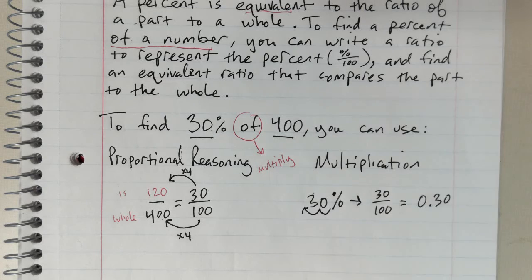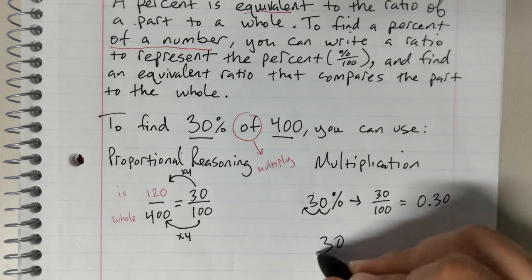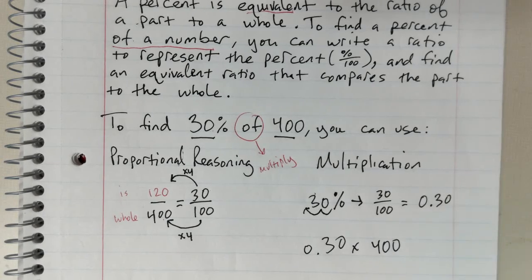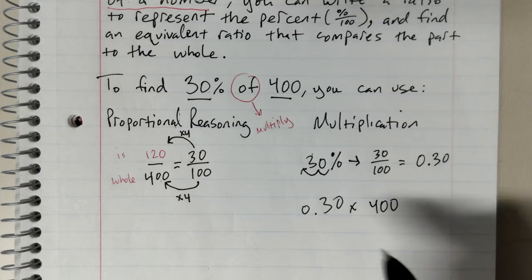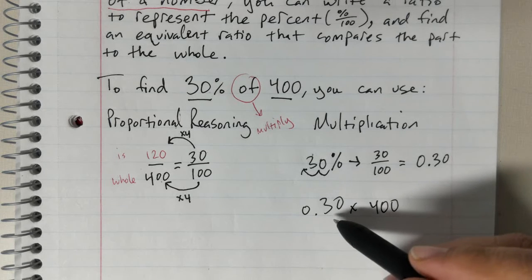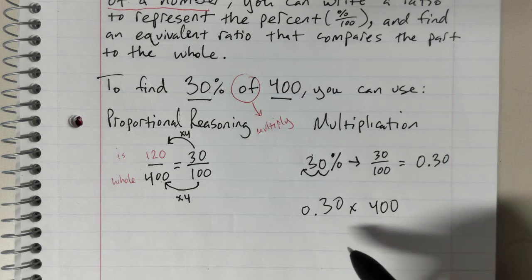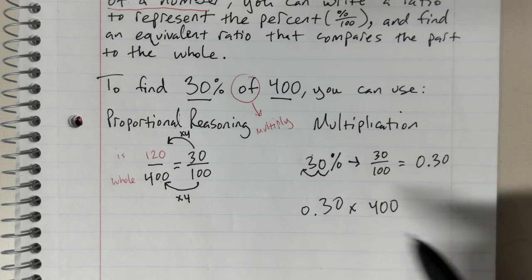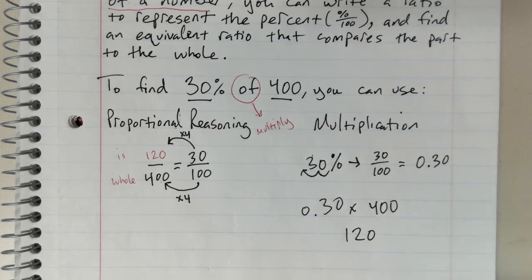And then we already have 400, so basically it's 30 hundredths times 400. And if you remember, when we multiply decimals, we multiply like there's no decimal, and at the end we move the decimal space. In this case, we're going to move it 2 spaces to the left, and your answer should be 120.